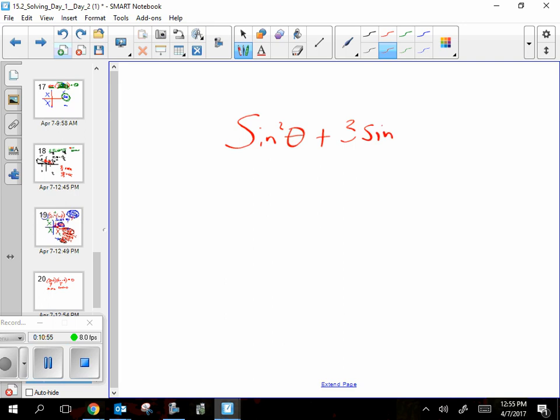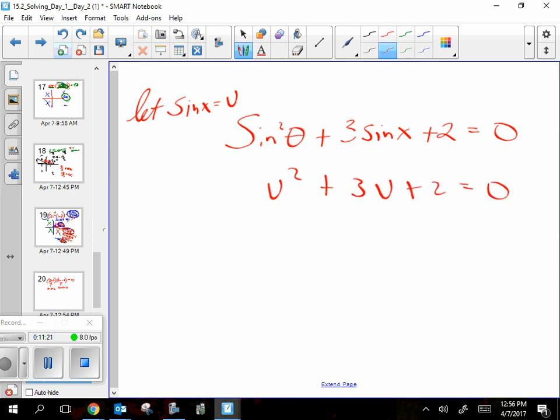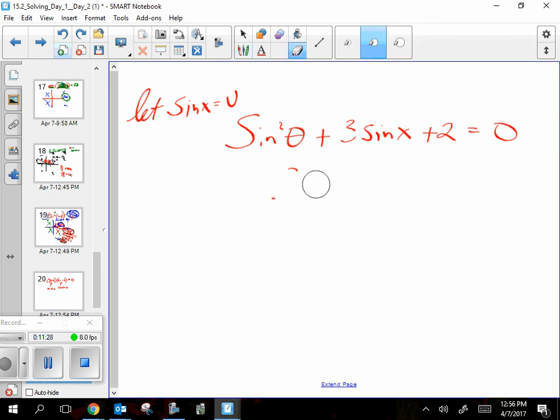Well, you can use a u substitution again if you want to, but it's up to you. All right, I'd like you to try this one, and something strange will happen. If you want to do a u substitution, you could let sine of x equal u, and then you'll have u squared plus 3u plus 2. A lot easier to factor because it doesn't have the signs running all over the place, and it would work. But if you'd rather just factor it directly with the signs, I'm good with that.